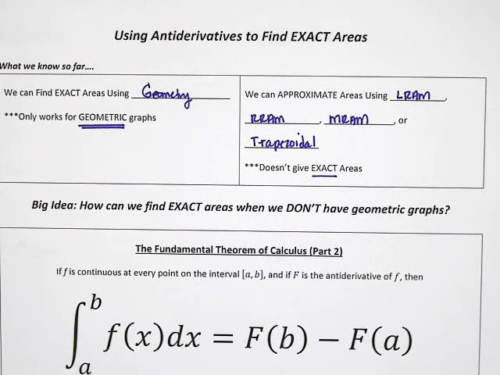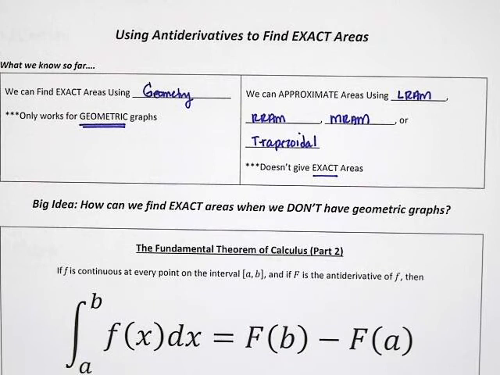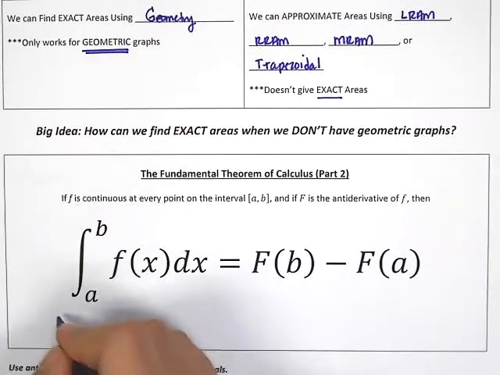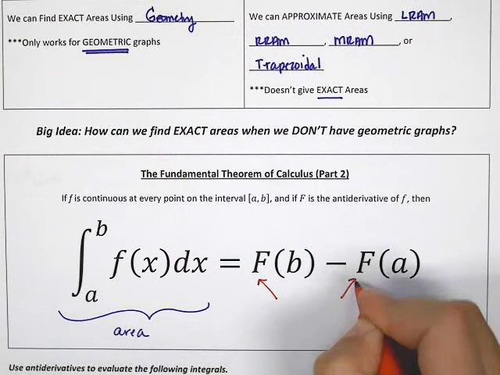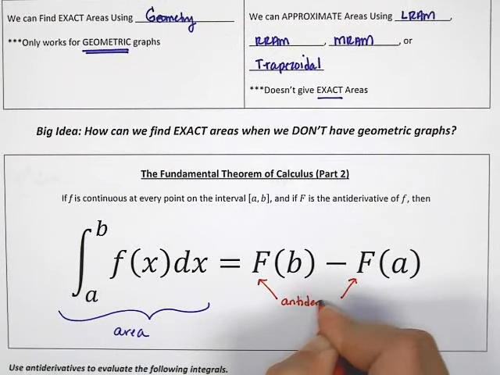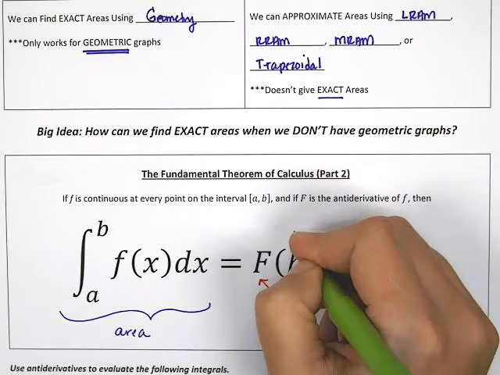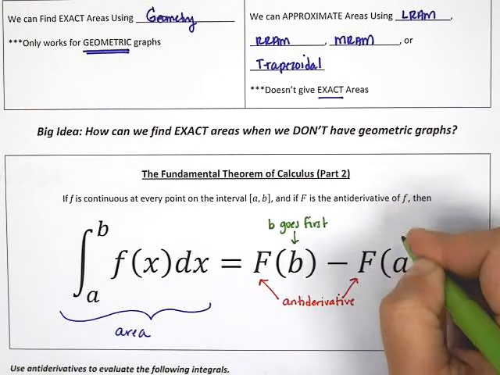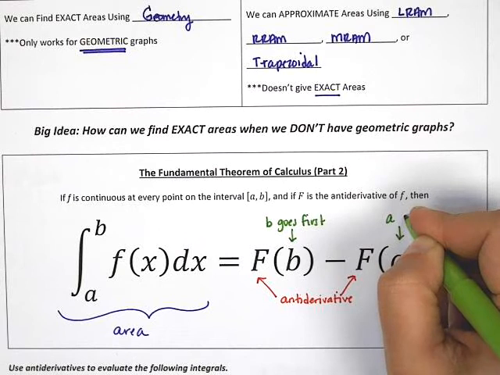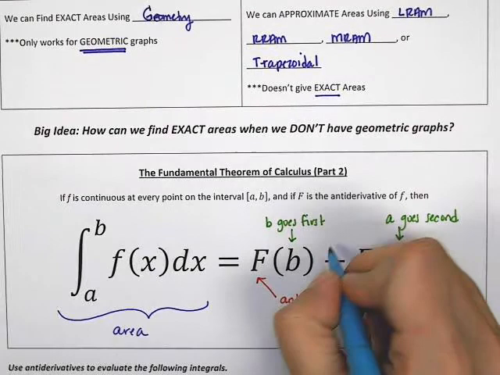If f is continuous between a and b, and big F is the antiderivative of little f, then the integral, or the area, is equal to the antiderivative with little b plugged in first and little a plugged in second. And then we just subtract those two numbers.